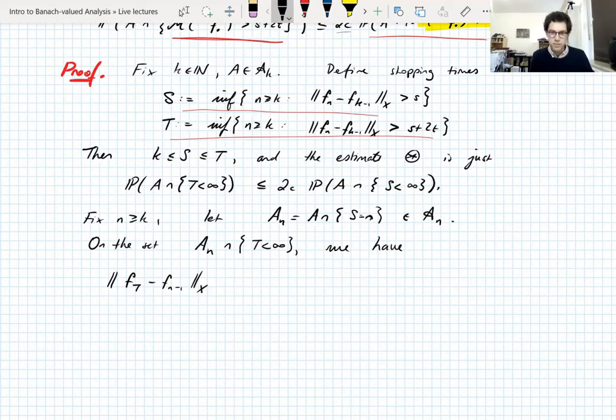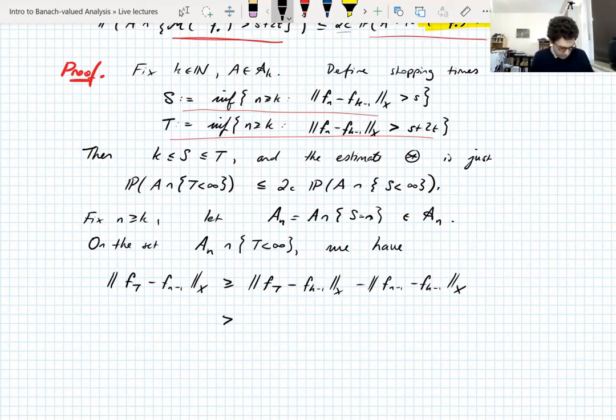This will make sense once you see the conclusion as to why I'm looking at this. By the triangle inequality, this is greater than or equal to F_T minus F_{K-1} minus (F_{N-1} minus F_{K-1}). Using the triangle inequality in this sort of reverse form always confuses me. And now, what can we say about this?